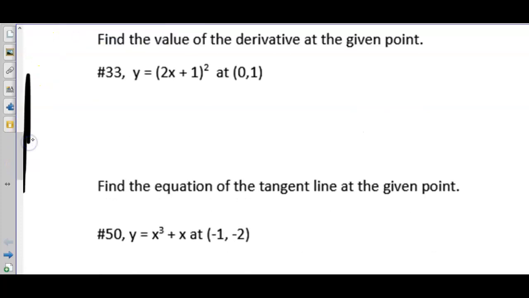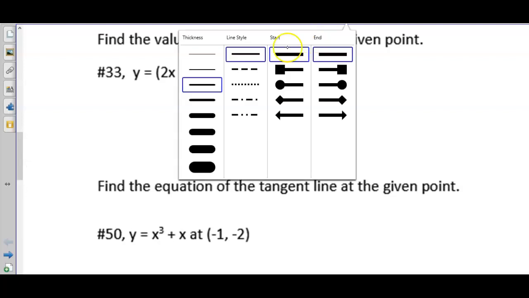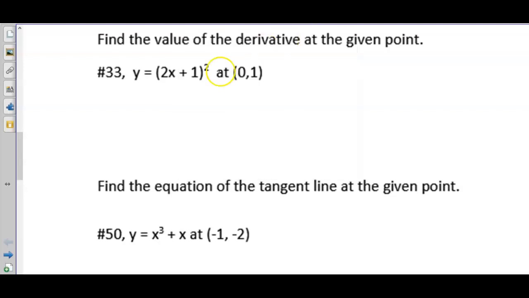All right, this problem right here: find the value of the derivative at the given point. So we just need to take the derivative of this right here. I'm going to use the chain rule: the derivative of the outside times the derivative of the inside.